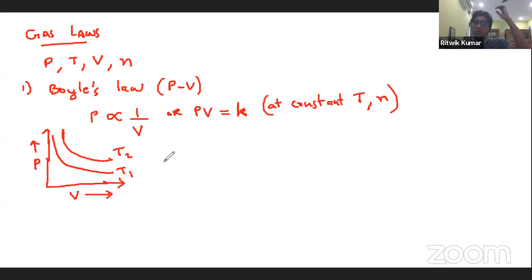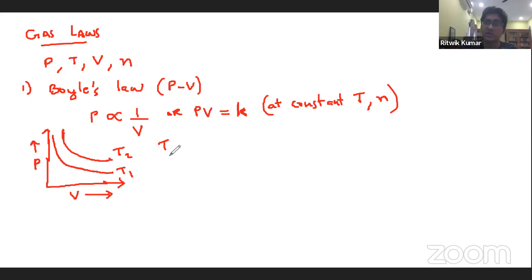Now, if it was at a higher temperature, let's say T2, or let's not go about this way. So at T1, the pressure versus volume curve is closer to the origin, and at temperature T2, the PV curve is further away from the origin. Now, how do we determine the relation between these two temperatures? This is based on experiments. Later on, we can easily find the relation using the ideal gas equation.